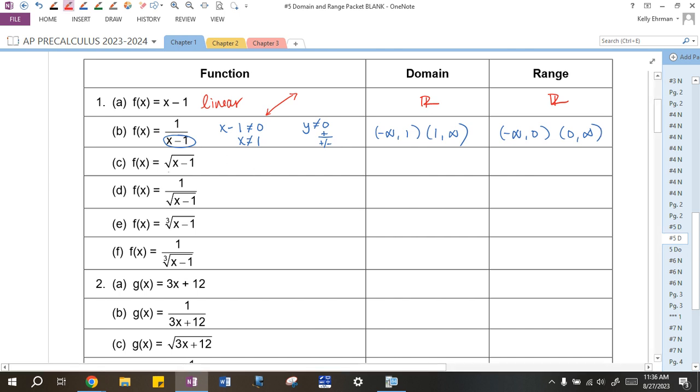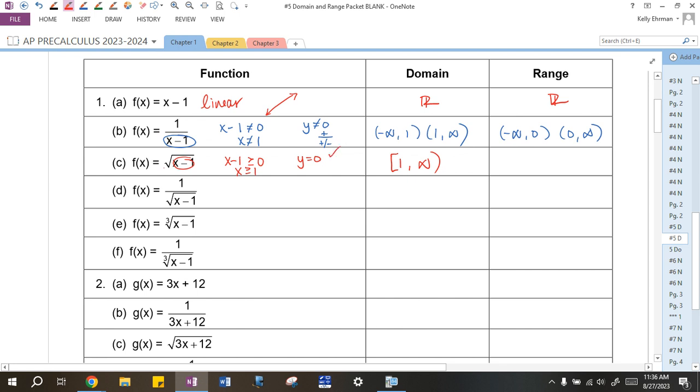What if we switch this to the square root of x minus 1? Remember, we look at the expression underneath the square root for domain, set it greater than or equal to 0, and solve. So the domain is 1 to infinity. What does that mean for the y values? Well, for square root functions, you can start by plugging in the first number in the domain. If you plug in 1, you do get the square root of 0, so y can equal 0.